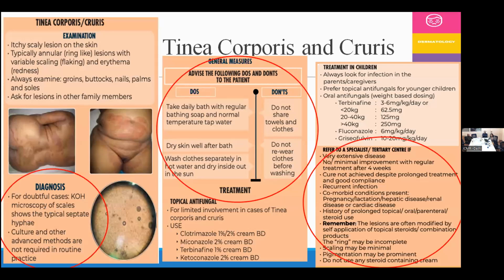So: extensive disease, minimal improvement after 4 weeks, cure not achieved, multiple recurrent lesions or persistent lesions, comorbid conditions where oral therapy may not be permissible, pregnancy, history of prolonged topical steroid or parenteral steroid use. It's also important to remember that we are seeing a lot of modified lesions which are misdiagnosed, because topical corticosteroids reduce the inflammation and the ring may be incomplete. The classic ring that we've been taught in UG may not be seen.